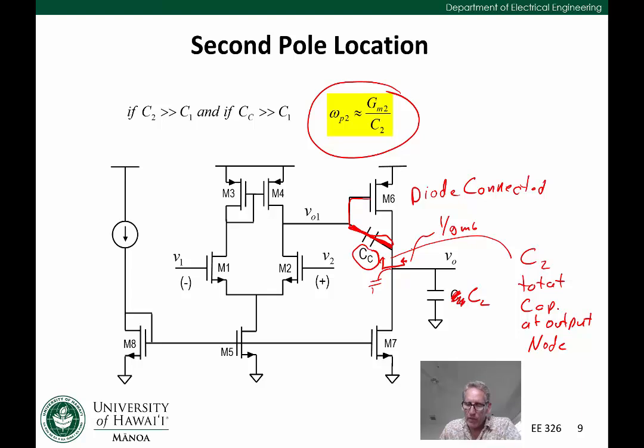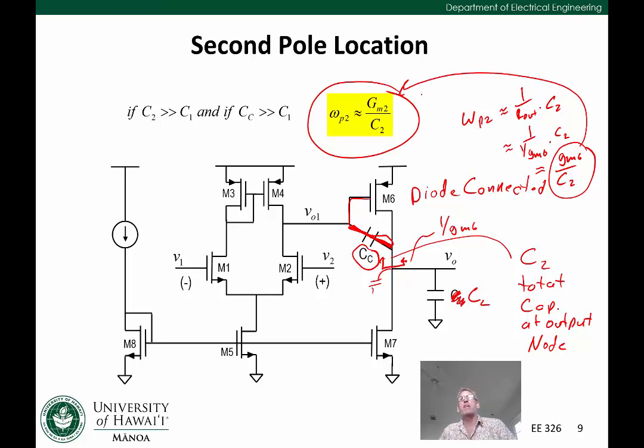So if we looked at the pole at the output node, we'd see that omega P2 should be approximately 1 over the output resistance times C2, which is approximately 1 over GM6 times C2, which is approximately GM6 over C2. And if you go back in your notes, you'll see that GM6 is equal to capital GM2. So this does actually start to make some sense here.